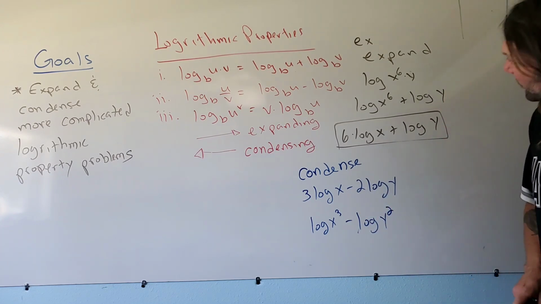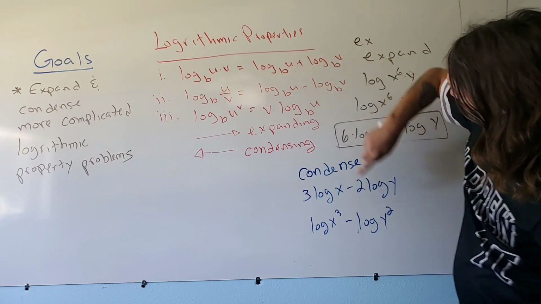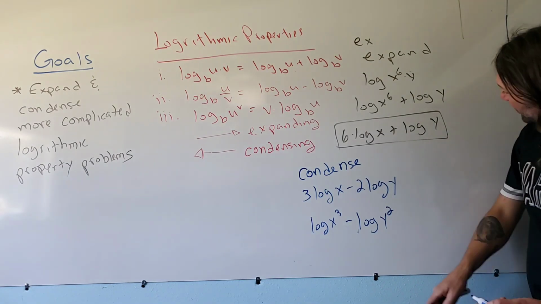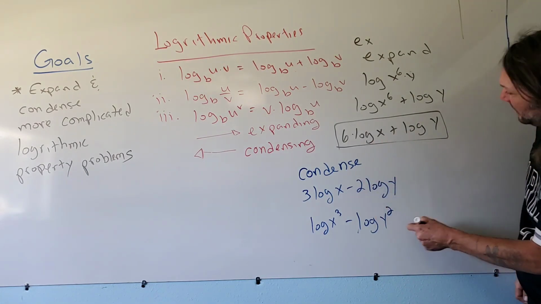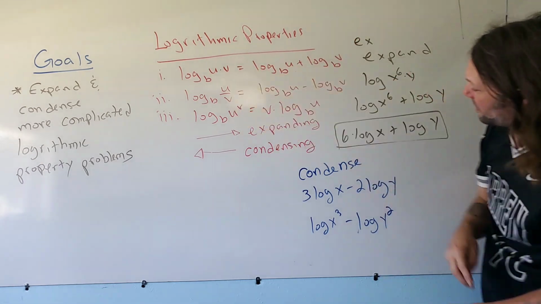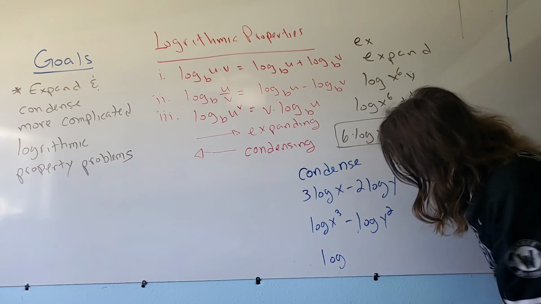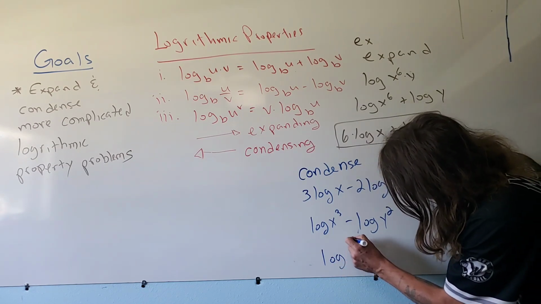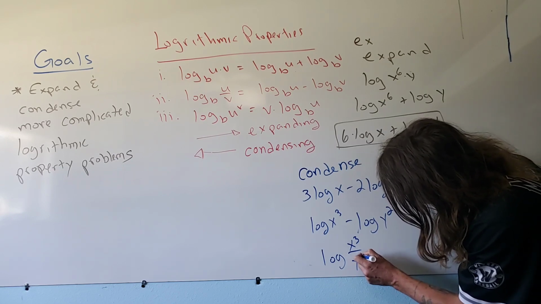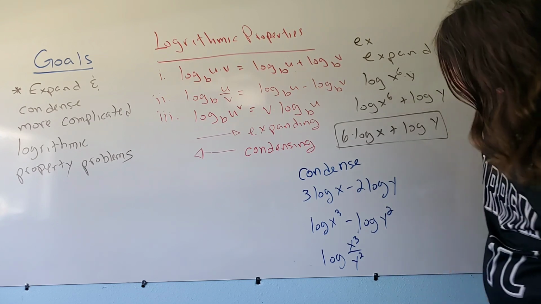So now I just need to figure out which of these 2 properties I have. Do I have the subtraction or the addition? I have the subtraction, so I'm just going to follow this pattern. So my final answer, following this pattern, this is my u, this is my v, and now I'm just going to put them where they go. My final answer is going to be log base 10 of x to the 3rd power divided by y to the 2nd power. And that's all we're doing today, so that's about condensing.